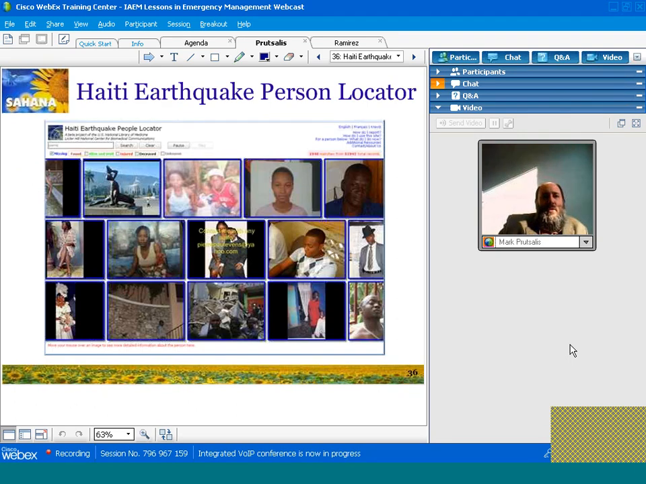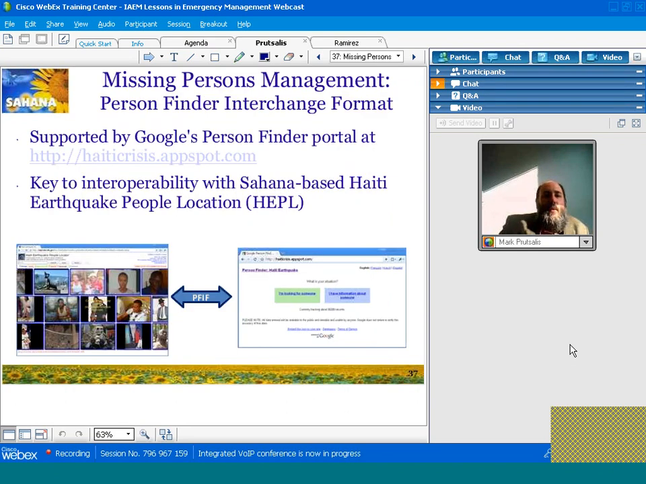So another effort which came up, which involved Sahana, is that the National Library of Medicine launched a version of their missing persons project called the Haiti Earthquake People Locator. And this is built on top of the Google registry, so it pulled data in from Google's site and allowed people to use their tools, including the notification wall here and the iPhone application, to provide updates to the missing persons registry.